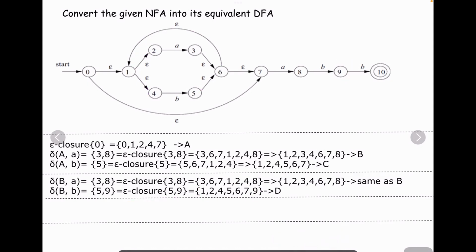Okay, that is only for simplification purposes. I have given an alias name for each set of states. B is over. Similarly for C.